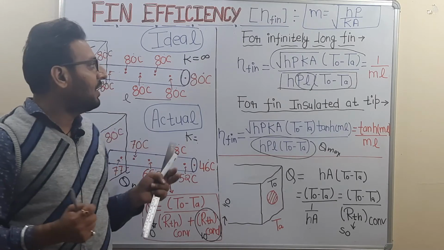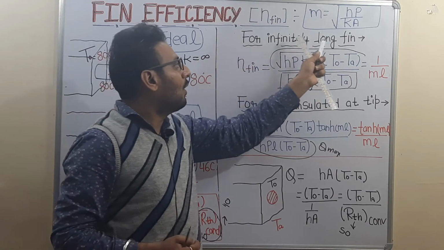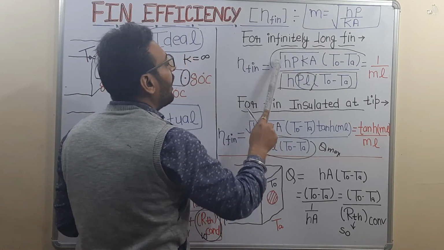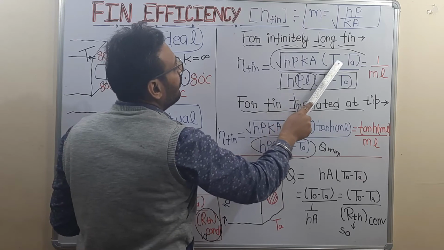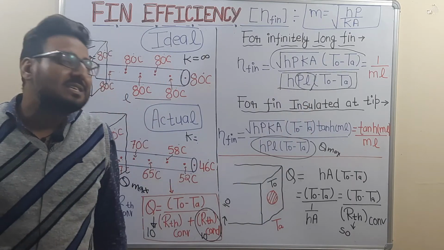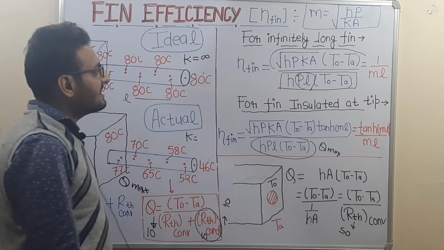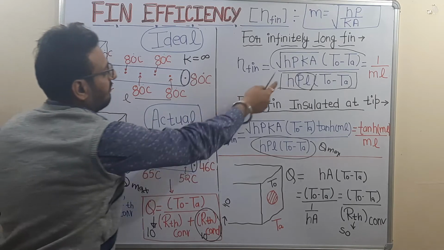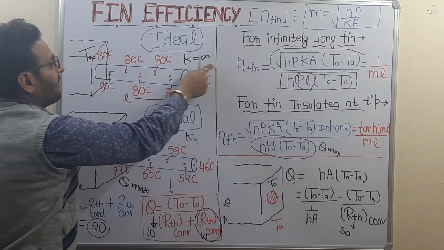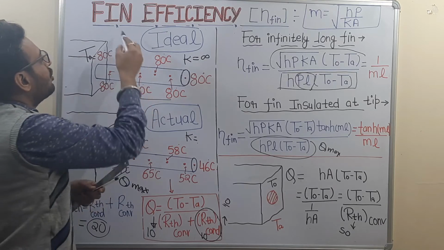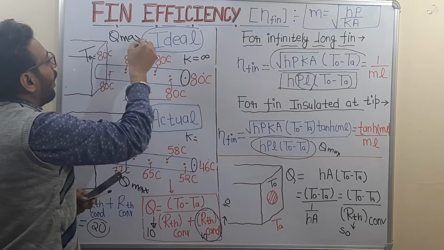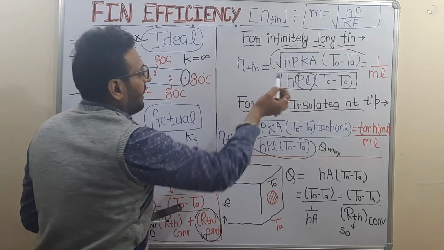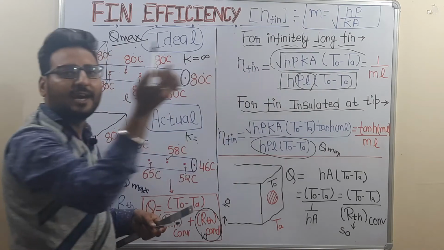Now, as we already know, for an infinitely long fin, the actual heat transfer rate is given by the formula under root hPkA into T naught minus T infinity, and the maximum possible heat transfer rate is given by this formula. In the ideal case, this formula shows Q maximum, because in this case only convective resistance exists. So the heat transfer rate is given by hA delta T.